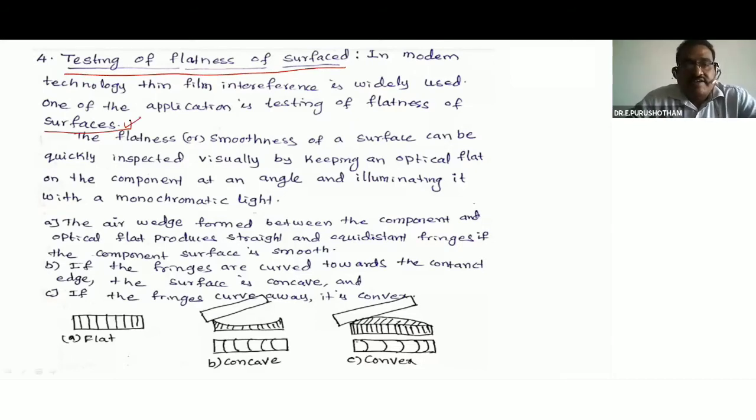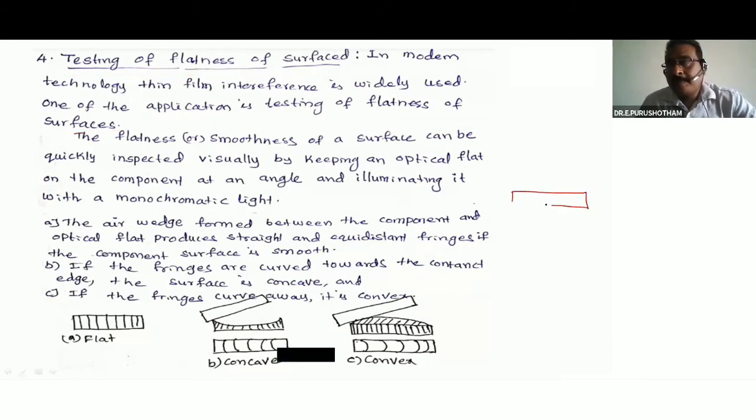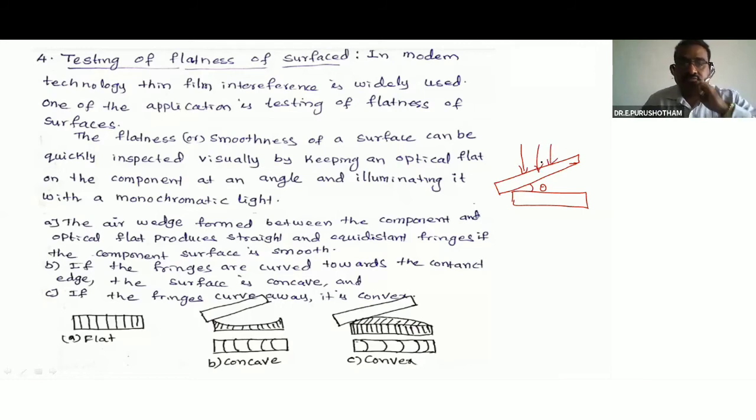In modern technology, thin film interference is widely used. One of the applications is testing of flatness of surfaces. The flatness or smoothness of a surface can be quickly inspected. For example, this is the testing surface material, and another surface. This is the angle. Illuminating with some monochromatic light.